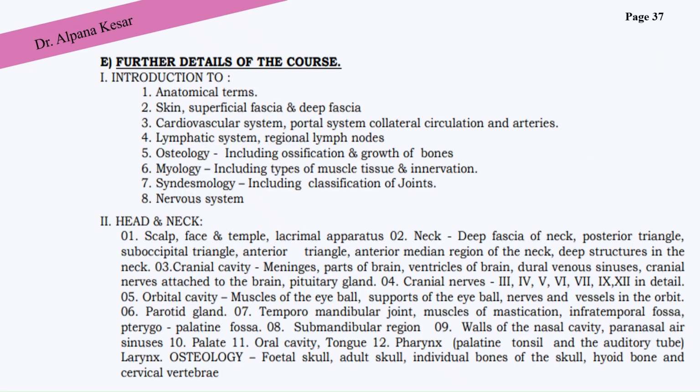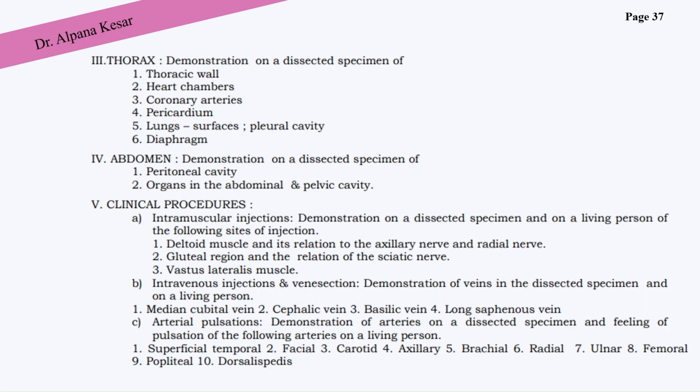On page 37 of the booklet is present the details of the course of anatomy. It starts with Introduction to Anatomy and all the topics to be studied under the Introduction to Anatomy. This is followed by Head and Neck Anatomy, in which all the topics to be studied in head and neck anatomy are described. This is followed by all the topics that have to be demonstrated on a dissected specimen in thorax and abdomen on page 37, followed by all the clinical procedures that have to be demonstrated to the students during first BDS in anatomy.